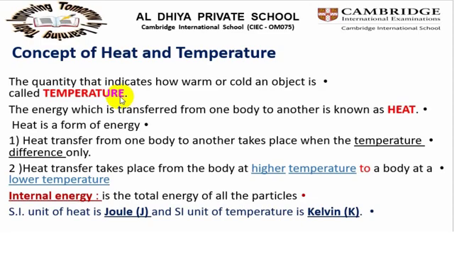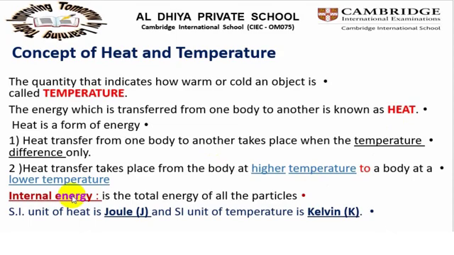We have to know what is heat and temperature and the difference between temperature and internal energy. At first, what is the meaning of temperature? Temperature is a quantity that indicates how hot or cold an object is. What about heat? Heat is the energy which transfers from one object to another if they are different in temperature. So, the heat transfer takes place from the hotter object to the colder object.